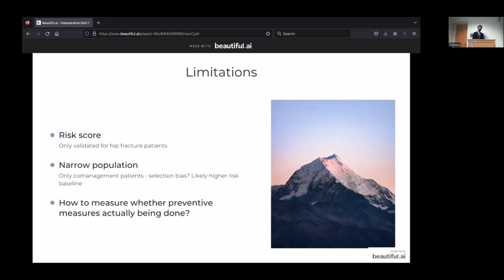The population is a bit narrow. Only co-management patients will be first studied. So there is some selection bias in that the orthopedic and trauma surgeons only consult us on their more complex patients or elderly. And then there remains the dilemma of how to measure whether a lot of these nursing interventions are actually getting done, because we can measure whether they were ordered, but whether a nurse actually is cognitively reorienting someone is a little bit harder to measure.